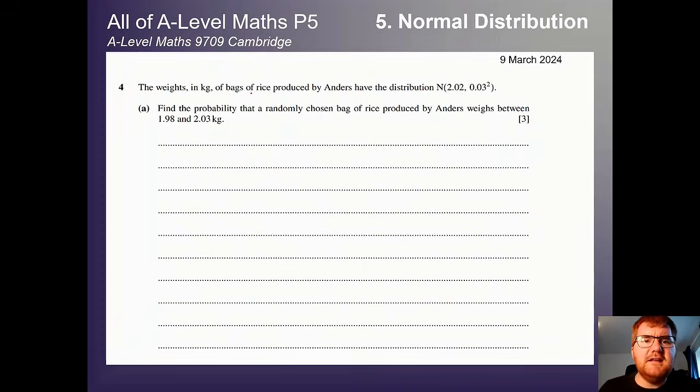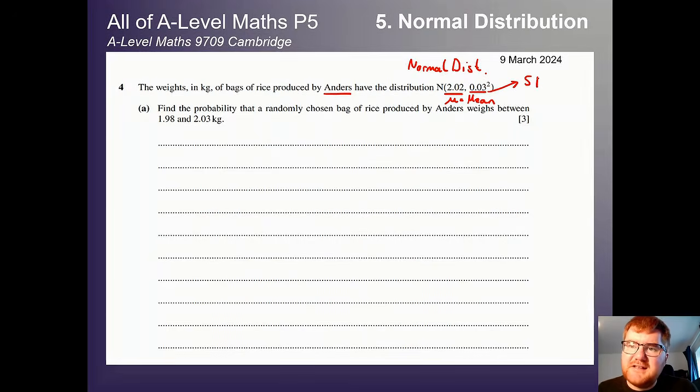Right, so the weights in kilograms of bags of rice produced by Anders have the distribution N, so N stands for the normal distribution. Again, in this video we're not looking at any other distributions apart from the normal, but you'll see others like Poisson, for example, in Statistics 2, where you'll see a Po for that. Whenever we get a normal distribution, we always get the mean value. The first value is always the mean, the 2.02. And the 0.03 is what's known as our standard deviation. If we square the standard deviation, we get what's called the variance.